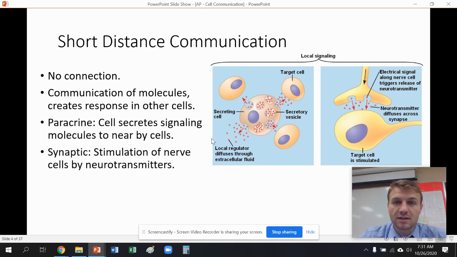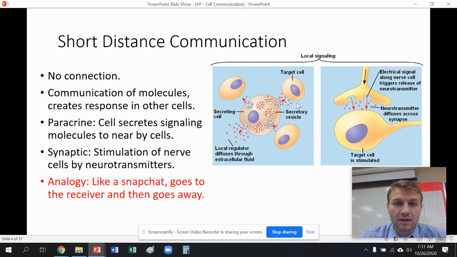The next is short distance communication. Again, it's a little bit further than cell to cell. There's no contact here. There are two different types: paracrine and synaptic. Synaptic, if you're taking AP Psychology, you probably know this word: the nerve cells and neurotransmitters. This is how our nervous system works. Even though the nervous system might take something from your foot to your brain, which is very long distance, the nerve cells are actually doing it within a short distance here. Paracrine is when a cell secretes signaling molecules and other target cells receive those and respond to that stimulus.